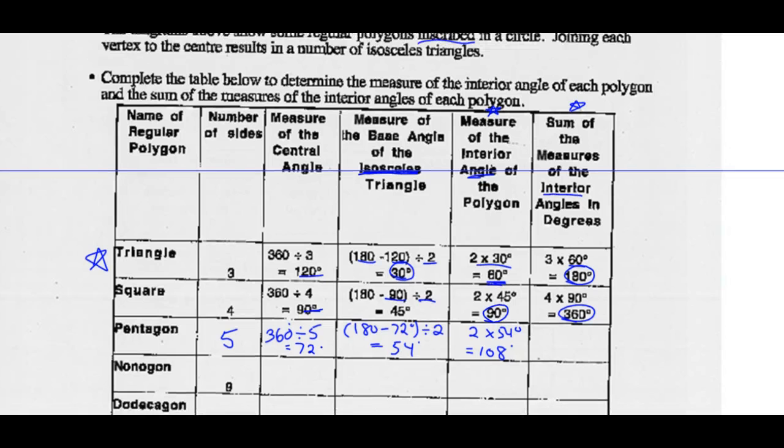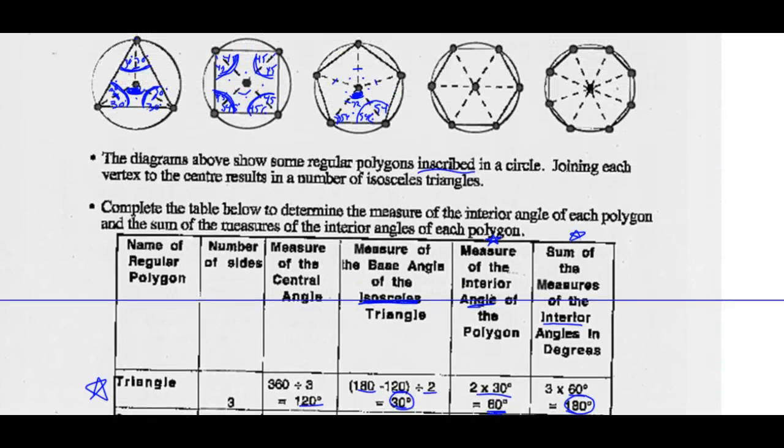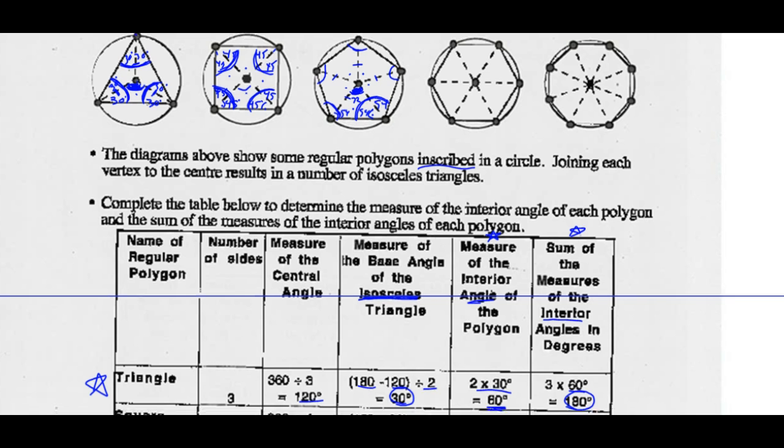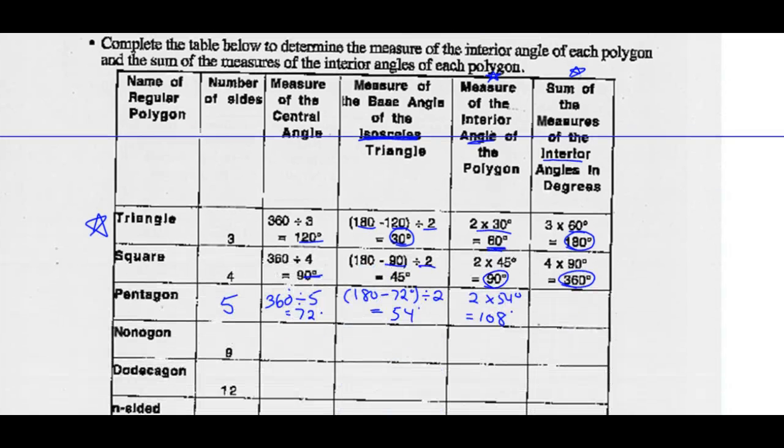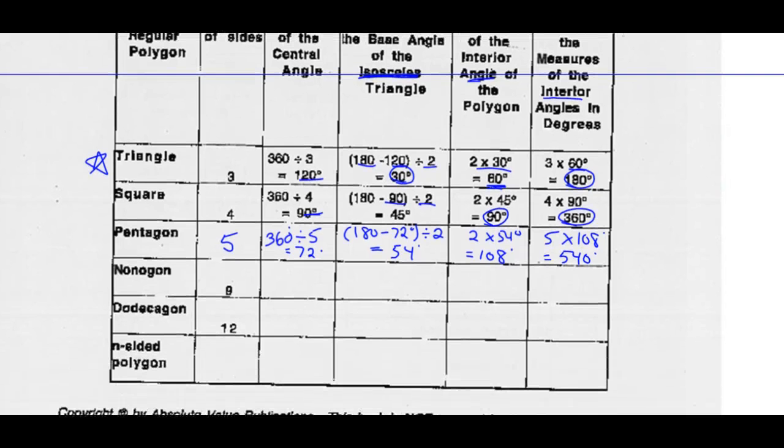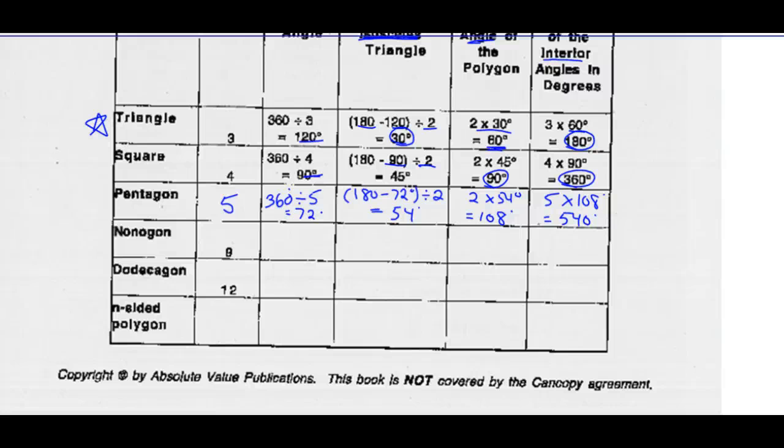And how many sets of 108 do we have? Well, there's one interior angle of 108 degrees, 2, 3, 4, 5 interior angles of 108 degrees. So we're going to go 5 times that interior angle of 108 degrees. So the sum of all the interior angles of a 5-sided figure is 540 degrees.